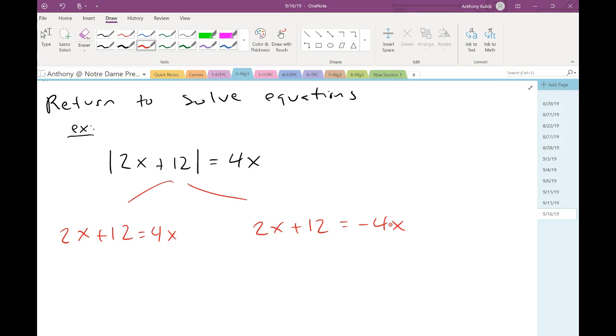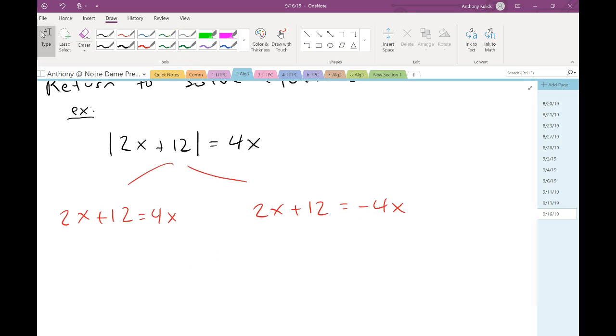So far, so good. For that first equation, what should I do? I wouldn't do that yet. You could. I would get the x's together on the same side. So I'm going to subtract 2x from both sides.